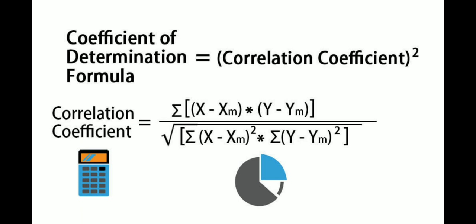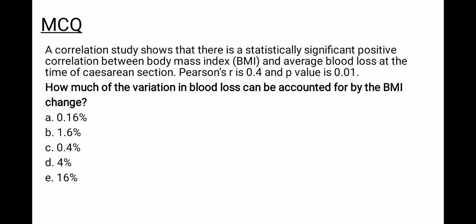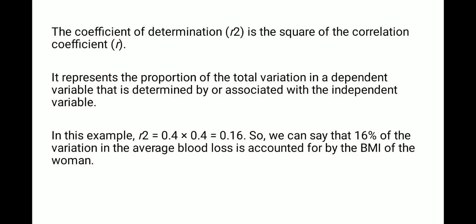The coefficient of determination formula, the correlation coefficient formula is this one. A correlation study shows that there is a statistically significant positive correlation between body mass index and average blood loss at the time of cesarean section. Pearson's R is 0.4 and P is 0.01. How much of the variation in the blood loss can be explained by BMI change? That is 16.